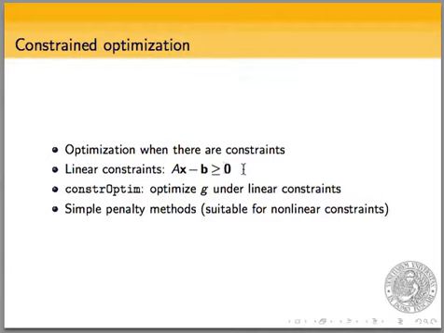As you see here, for example, they can be written as Ax minus b bigger or equal than 0. I should emphasize that you must write the constraint in such a way so that R can solve this problem. And then we will spend some time exploring how constrOptim is working. This is basically the R command in charge of optimizing a function g when the constraints are linear.